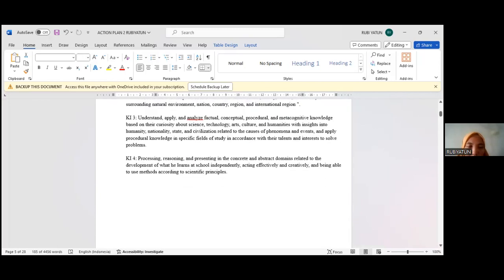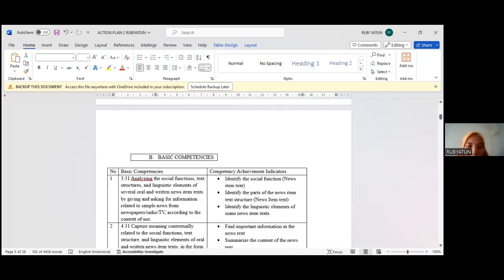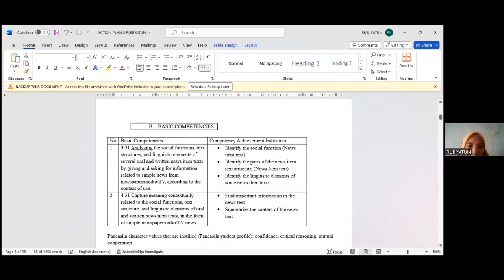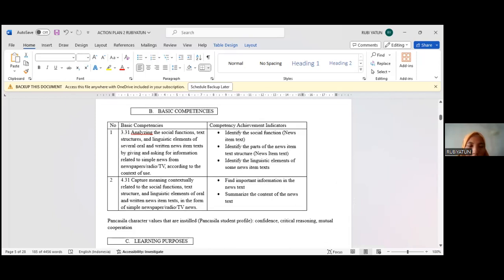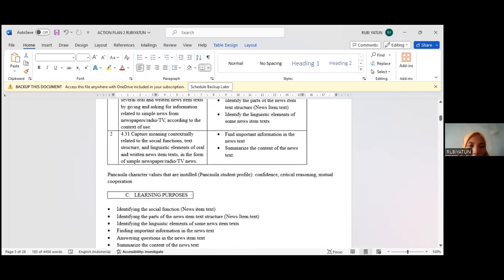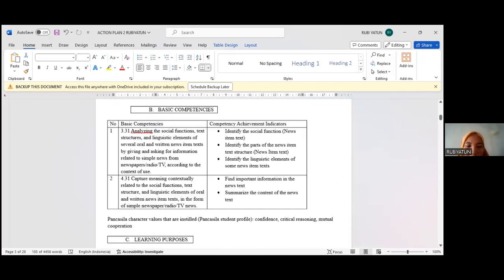The first is the core competencies, the second is basic competencies, analyzing the social function, text structure, and linguistic element of several oral and written news item texts by giving and asking for information related to simple news for newspaper, radio, TV according to the context. And then capture meaning contextually related to the social function, text structure, and linguistic element of oral and written news item text in the form of simple newspaper, radio, TV, or news.